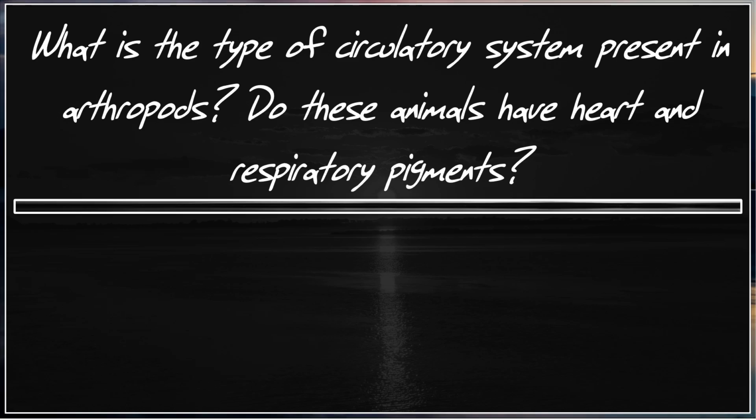What is the type of circulatory system present in arthropods? Do these animals have heart and respiratory pigments?